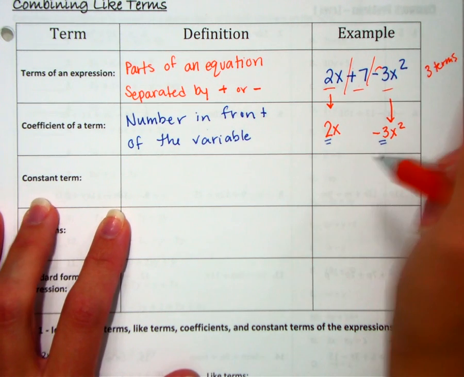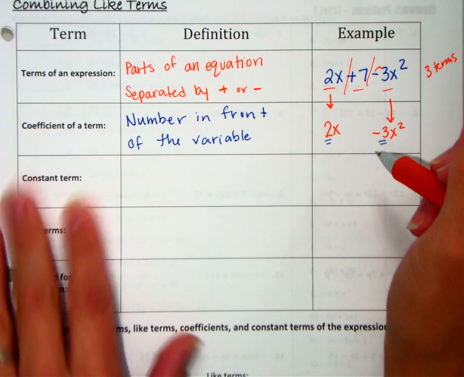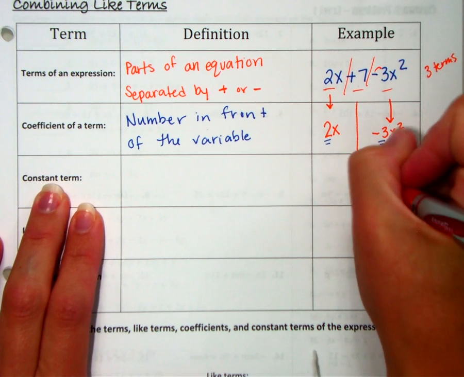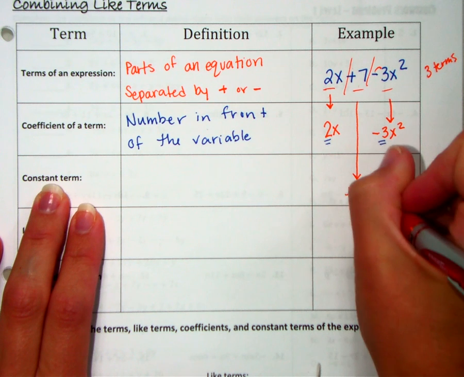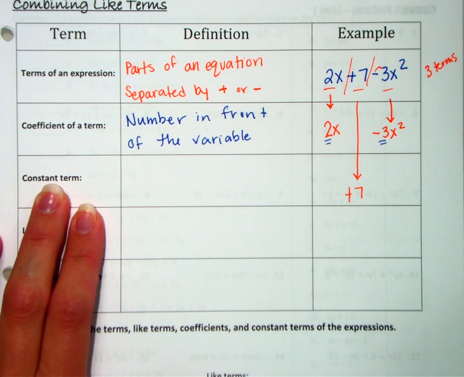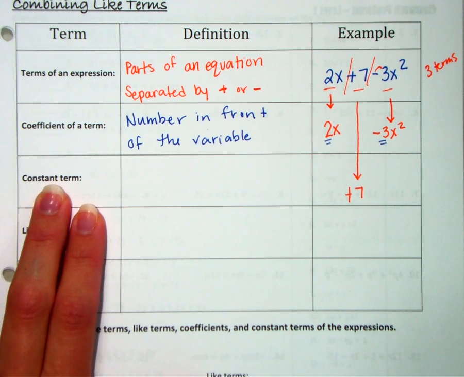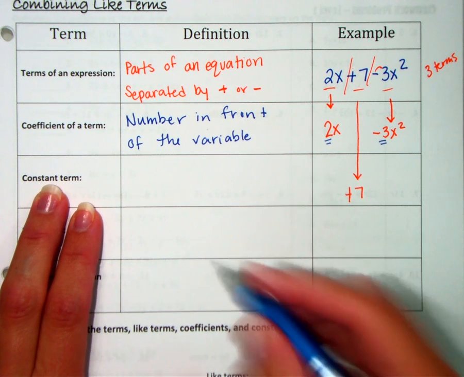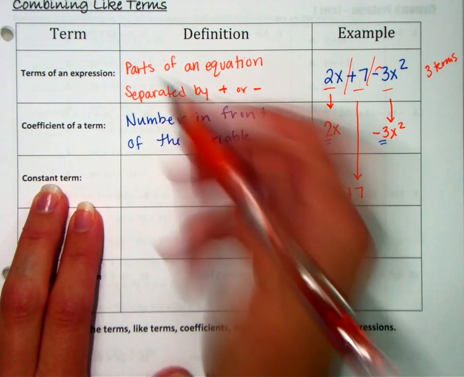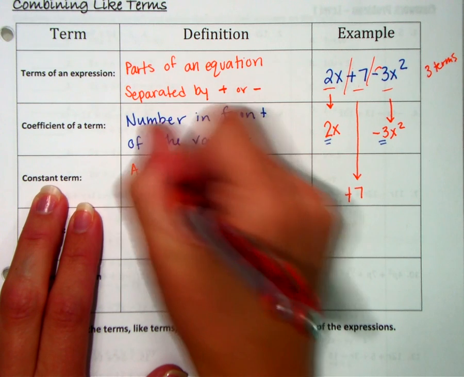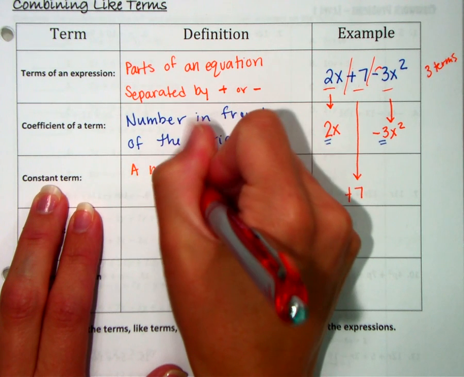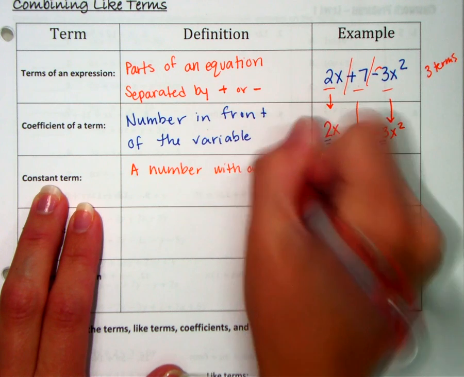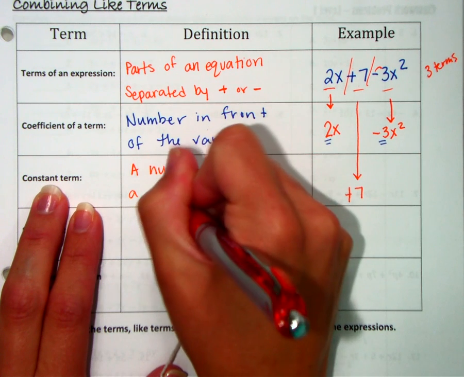Okay, so if it's not a coefficient of a term, it could be a constant term. So this one right here, let's bring that one down, that plus 7 is constant. It's constant because it doesn't vary, because it doesn't have a variable. So a constant term is going to be a number without a variable.